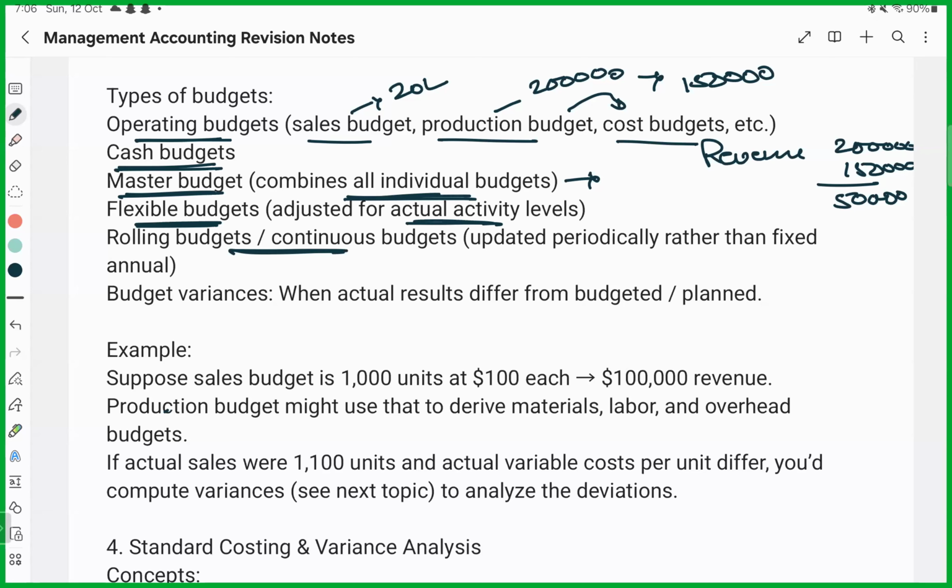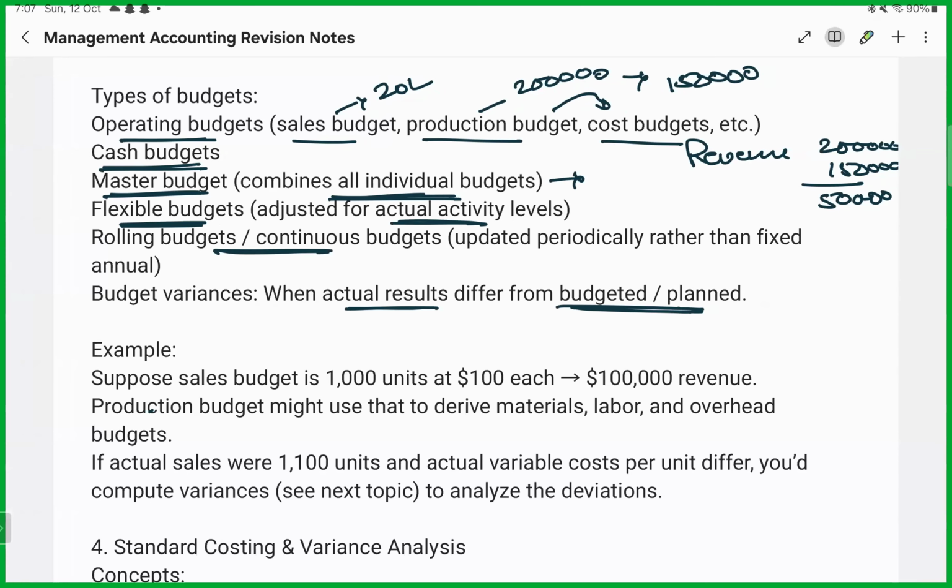Then comes the budget variances. Budget variance is where we compare the planned budget that we have given. We've given the budget of say 20 lakh rupees to the sales department, and we compare it with the actual results, whether the sales department is actually able to achieve 20 lakh rupees or not. So let's see this with the help of an example.